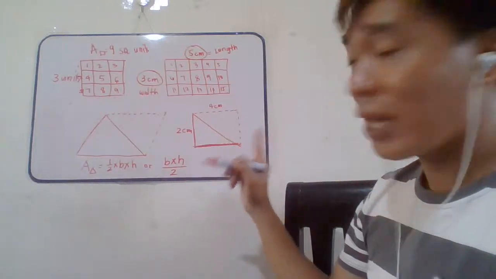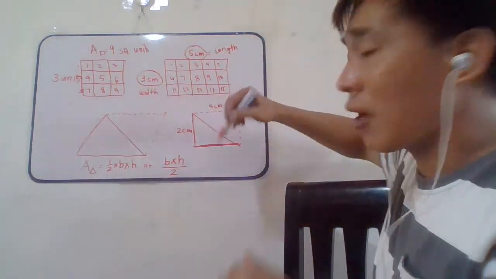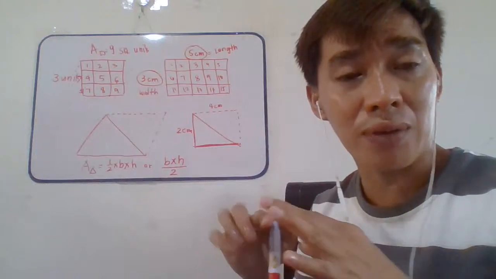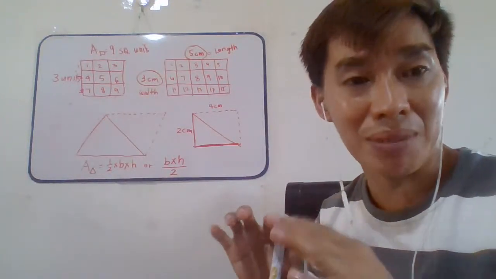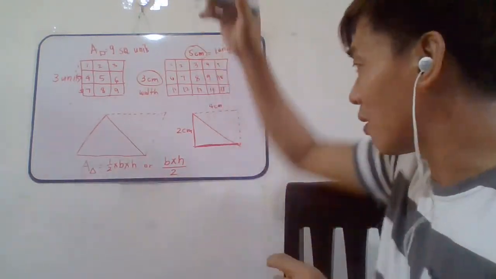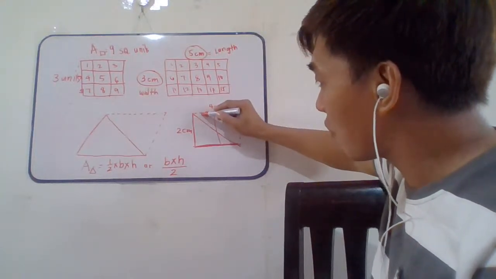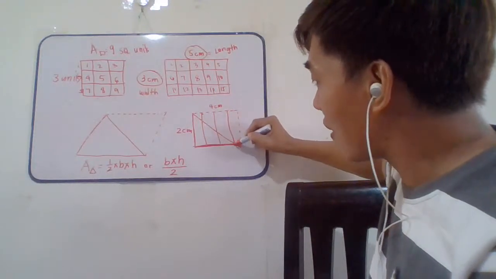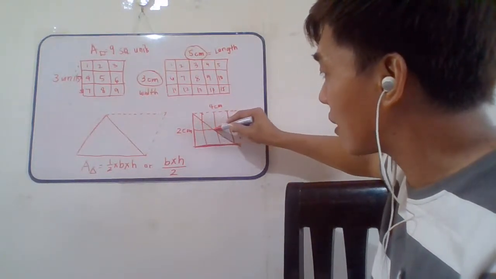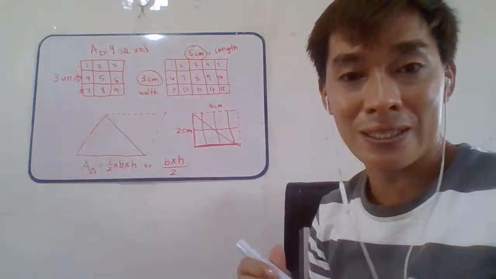Okay. Now, to get the area, of course, if you wish to draw a grid so you will understand better, you may. So, for example, if this is 4 centimeters, you have to divide it into 4 equal units. And of course, the 2 centimeters here divided into 2 equal units. Okay?